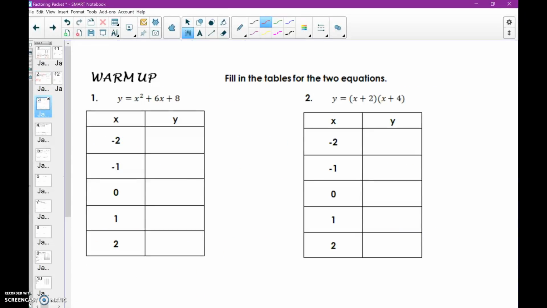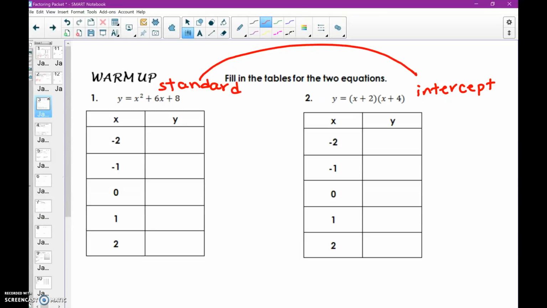Okay. Once you've done those other ones, go ahead and watch this now. We've got two tables with two different forms of the graph. One of them's in standard form. Just regular x squared, x plus a number. And then this one on the right is called intercept form. Now we're prepping you to get ready to figure out how to go from standard to intercept. That's kind of our goal with factoring. That's the whole point of factoring, is to be able to do that.